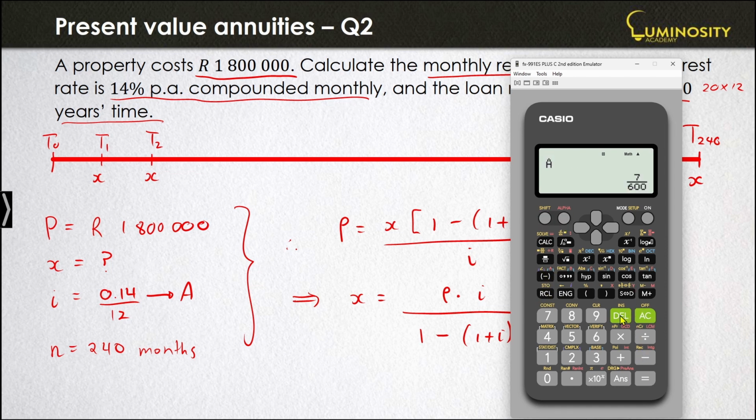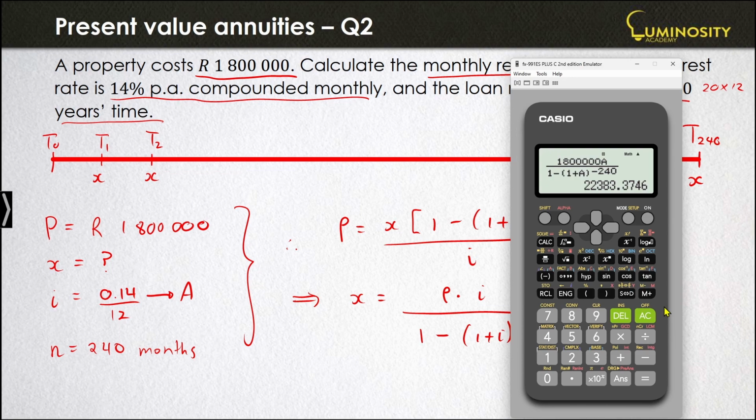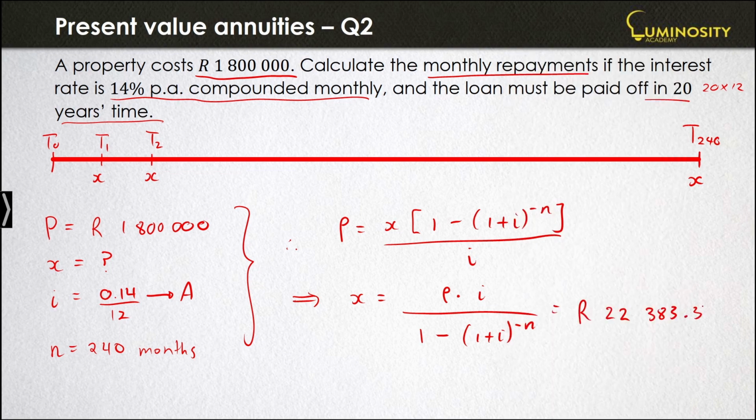Okay, so now I'm going to put that into the formula. So your present amount you want to pay off, 1,800,000. Make sure you type it correctly into your calculator. Times the interest, over 1 minus, open brackets, 1 plus the interest, all raised to the power negative 240. That's going to give me 22,383 Rand and 37 cents.